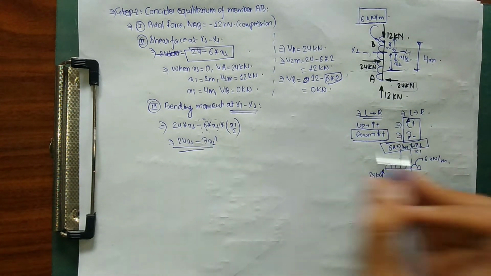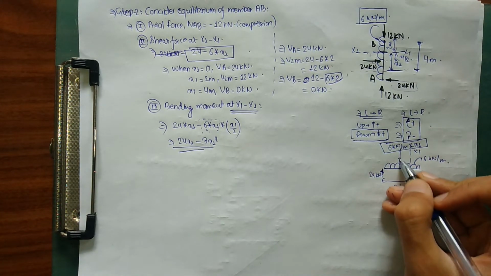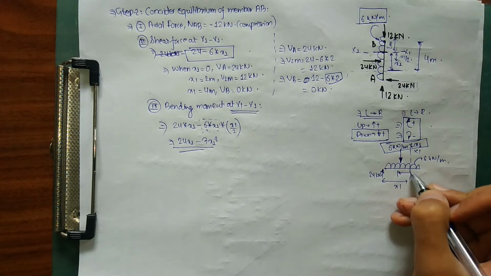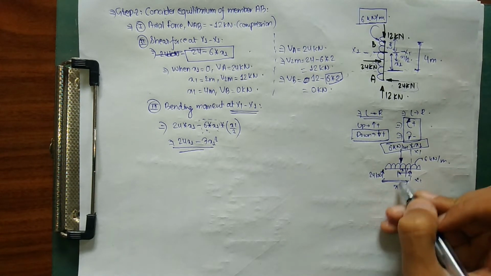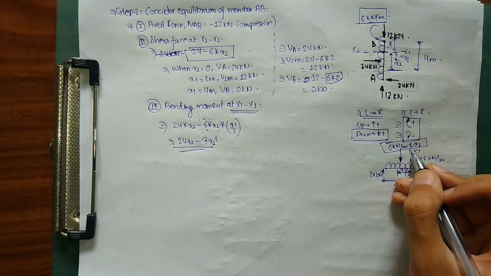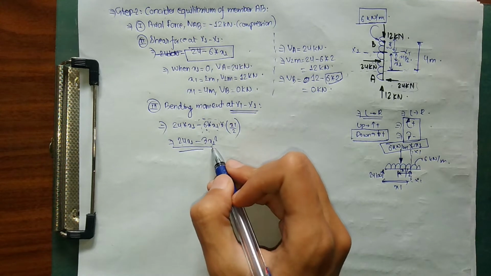So this is what I did. 6 into x1 came over here. Now this point load will always act at a distance of half of my span, which is x1 by 2. This is x1, so it will always be at a distance of x1 by 2 from this section x1. So simply x1 by 2. So I got 24x1 minus 3x1 square.